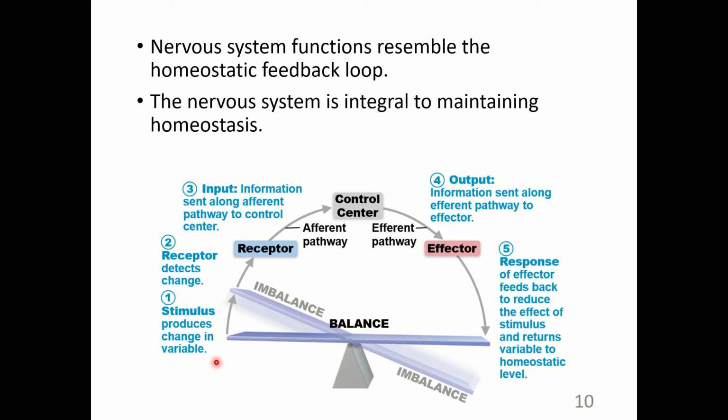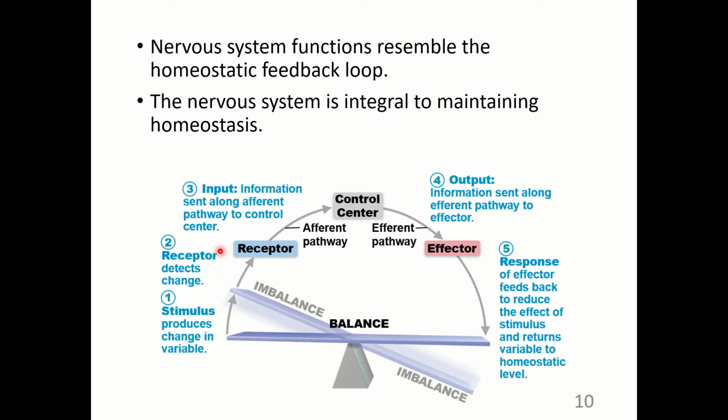The first event is the stimulus producing a change in the variable, and the variable is anything that should be kept in balance within your body. For instance, thirst. Thirst will be our stimulus, and our receptors are going to detect that change. And the receptors may be a drying out of the epithelia in our mouths.